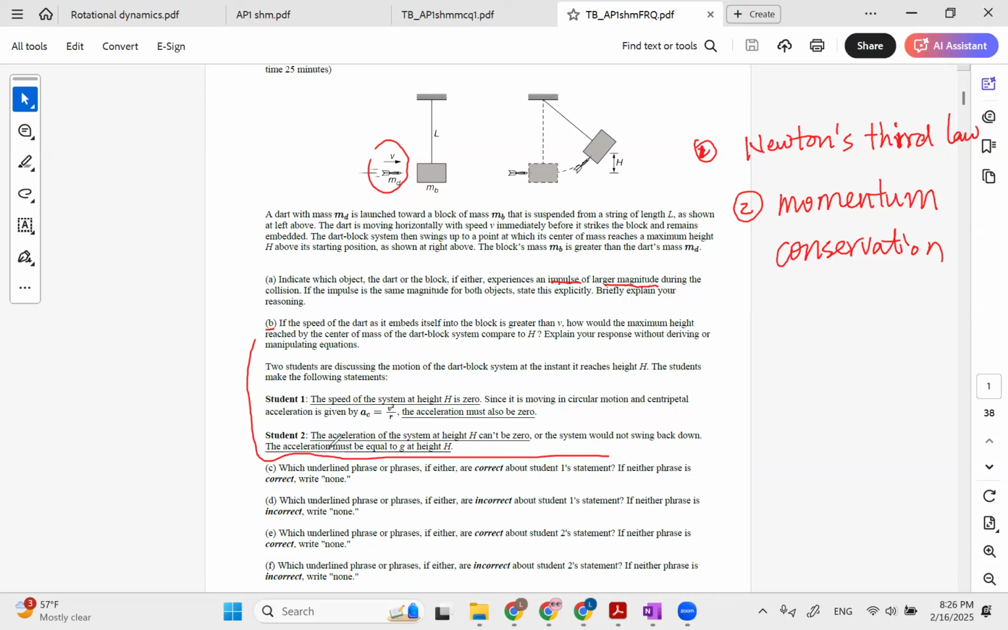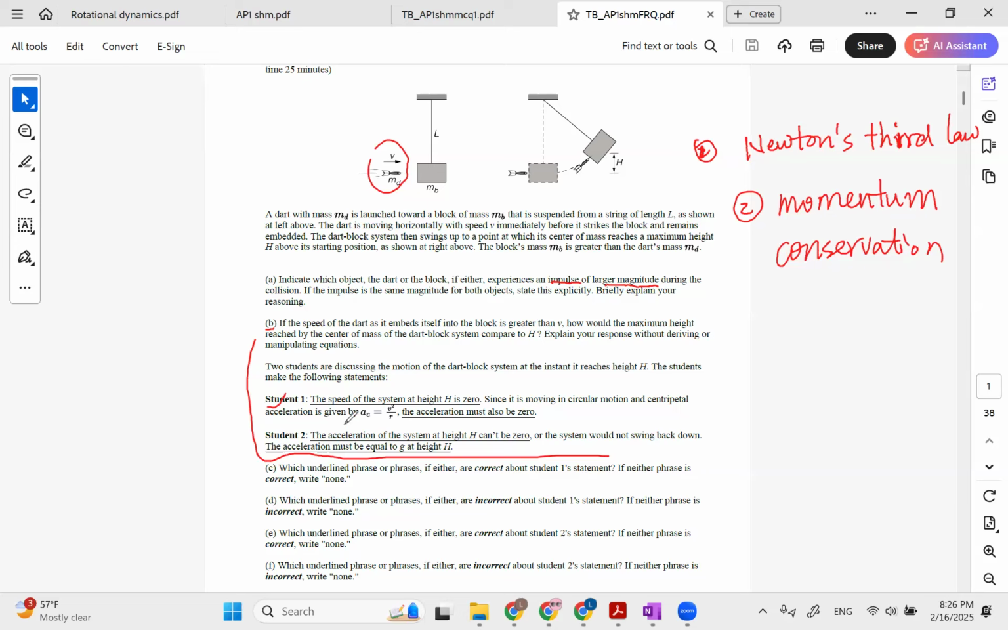So B, you know how to answer it, right? Okay. Now, C, D, E, F, you can see it's about student 1 and 2 statement. Which one is correct? Which one is incorrect? Or both correct, both incorrect? What do you think? So you can tell me right now.